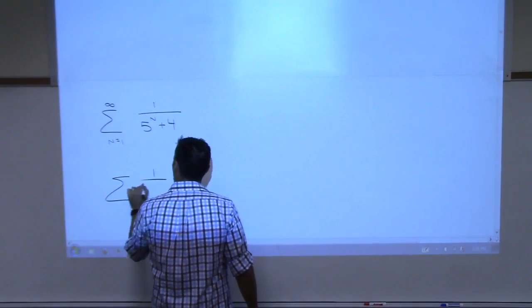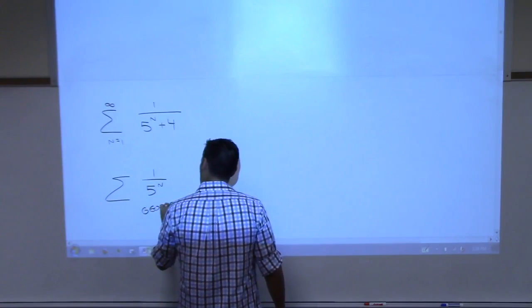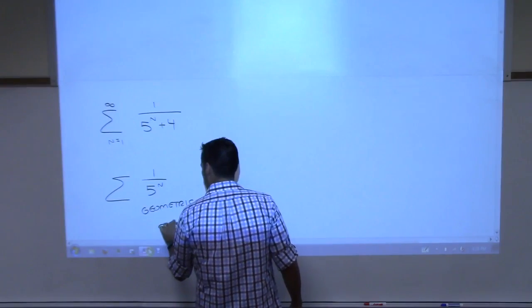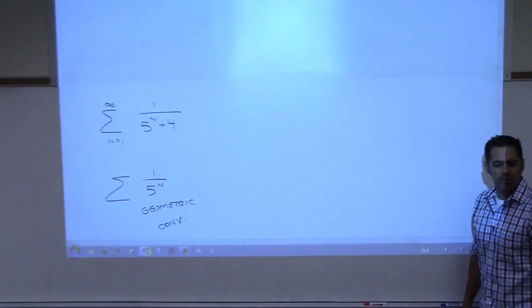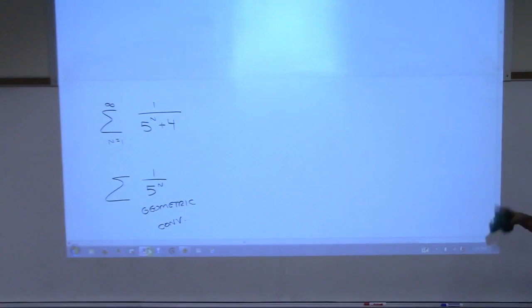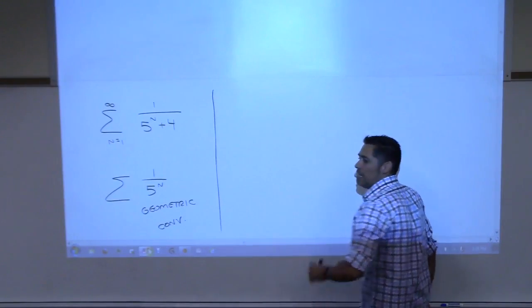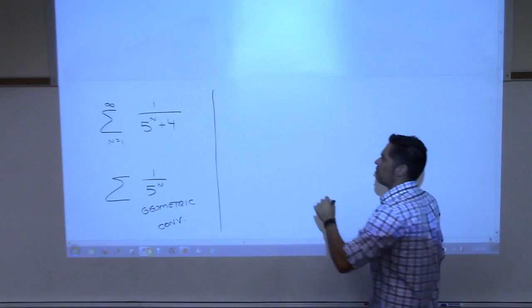Let's go 1 over 5 to the n. I know that's geometric. And I know that it's going to converge, right? Because r is 1/5. I'm not writing that as 1/5 to the n, but convergent geometric series. And so I have my choice now. I can do the inequality, or I can do the limit comparison. So let's try the inequality first.